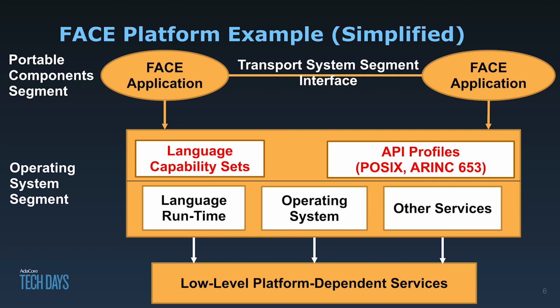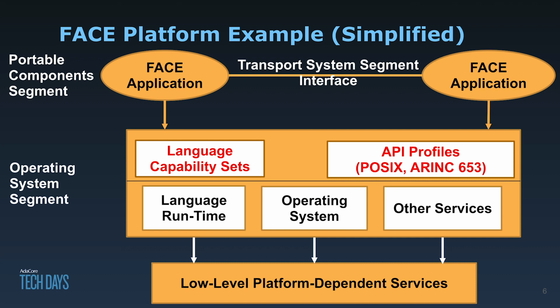So here's a simplified version of what a FACE platform might look like. You have FACE applications, which have some business logic. They're doing whatever they're supposed to be doing, flight management or whatever. They might be communicating with some other FACE applications through a well-defined interface called the transport system segment. This is a CORBA-like interface where the data being communicated will be specified at some level in IDL. The FACE application might also require some runtime services: memory allocation, threading, exceptions, and so on.